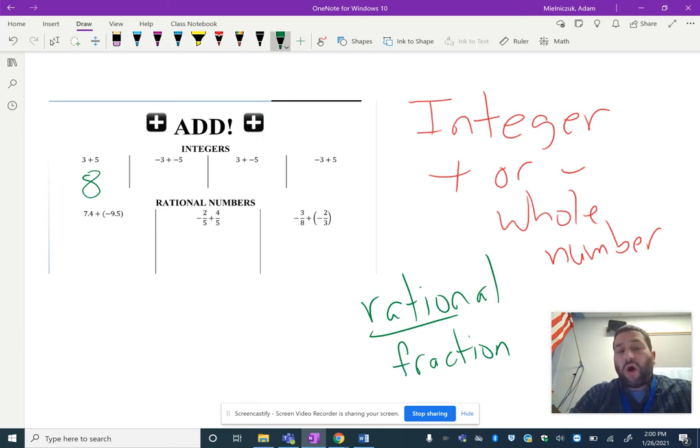When adding two negative numbers like -3 and -5, I guess a good analogy could be football. If you lost 3 yards in the first play, so -3, and then you lost 5 yards on the second play, how much did you lose altogether? Well, you lost 8 yards, so -8.